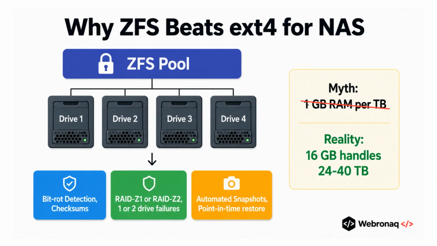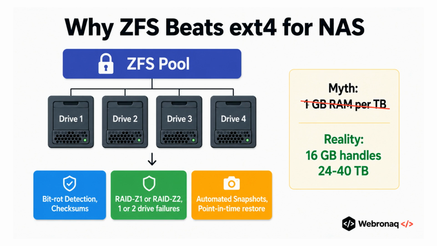Alright, let's talk about ZFS and why it is not optional for a serious NAS. A traditional Linux file system like ext4 has no idea if the data it stored 6 months ago is still intact. Bit rot, which is silent, undetected corruption from failing drive sectors or memory errors, can quietly destroy your files. ZFS solves this by storing checksums for every single block of data and verifying them on every read. If corruption is found, and you have redundancy, ZFS repairs it automatically. That redundancy comes from RAID-Z1, which tolerates 1 drive failure across your 4-drive pool, or RAID-Z2, which tolerates 2. On top of that, ZFS takes automated snapshots, point-in-time copies of your data that cost almost no extra space.